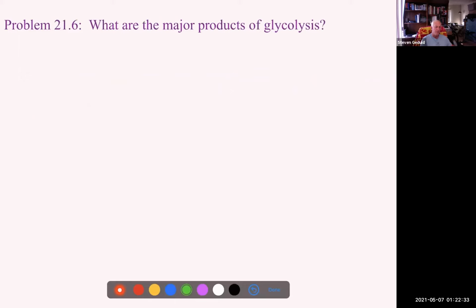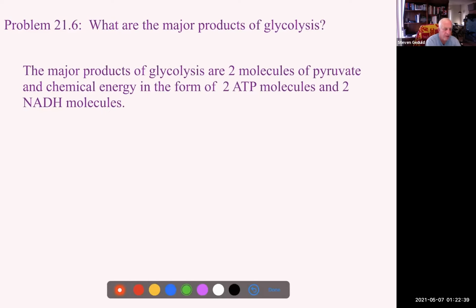Okay. What are the major products of glycolysis? Breaking down of glucose. Okay. The major product is that we end up with 2 molecules of pyruvate. We started with a 6-carbon sugar, and now we've got 2 molecules of pyruvate. Pyruvate is a 3-carbon compound. And we end up with 2 ATP molecules and 2 NADH molecules that are formed. So the products of glycolysis are 2 molecules of pyruvate, 2 ATP molecules, and 2 NADH molecules.